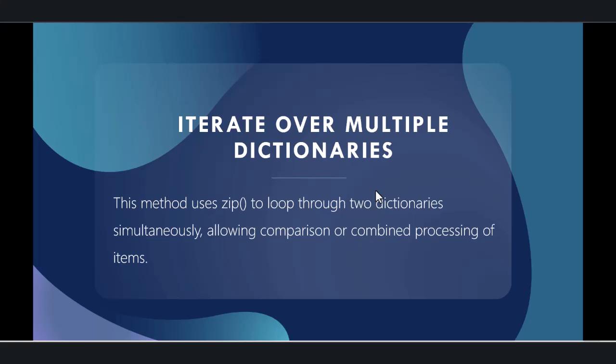Now we'll see how to iterate over multiple dictionaries. This method uses zip function to loop through two dictionaries, allowing comparison or combined processing of items. By using zip function, here in this method we will loop through two different dictionaries and it will allow you to compare or combine the processing of items. You can combine items from two different dictionaries by looping through those dictionaries by using a zip function. We'll see how this happens in an example.